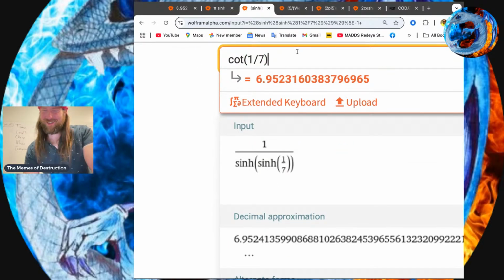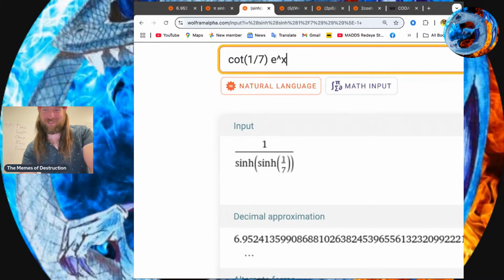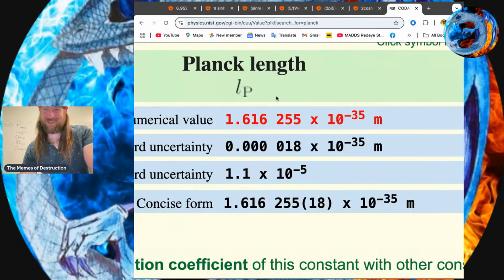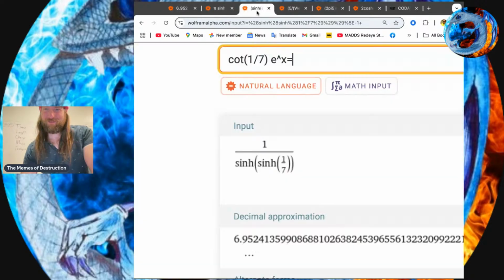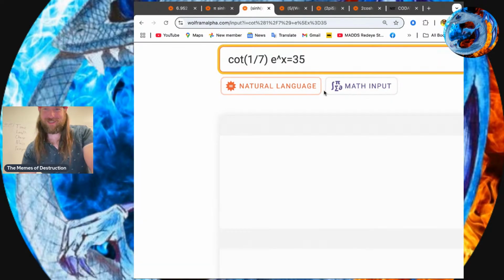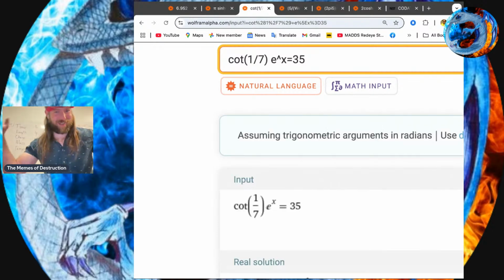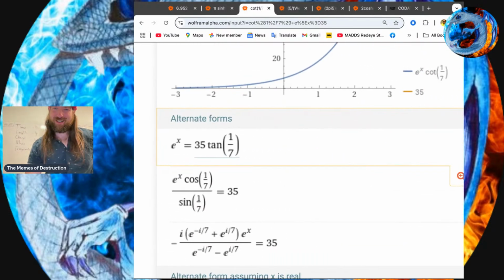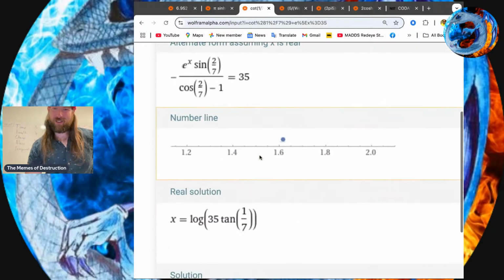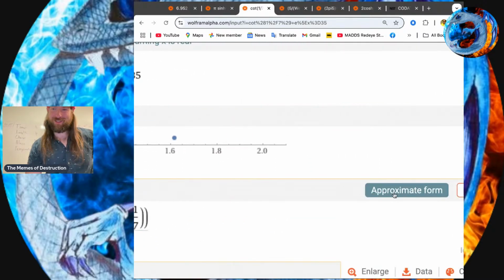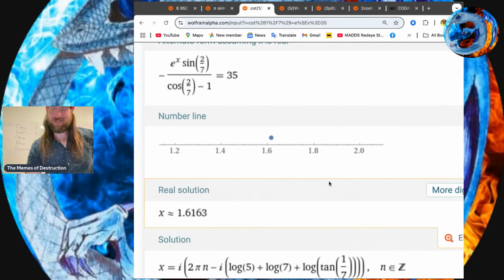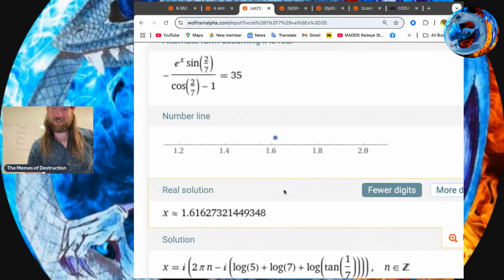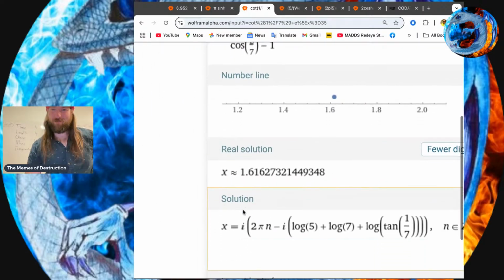All right, cotangent of 1/7. Oh, yeah, that's right. We're trying to do something. We need to multiply by e. We're solving for x. And what's the magnitude of this? 35. Go Wolfram Alpha. Tell me something. Okay, it's giving me its forms. It's got a real solution. Wait a second. What do we have here for numbers?